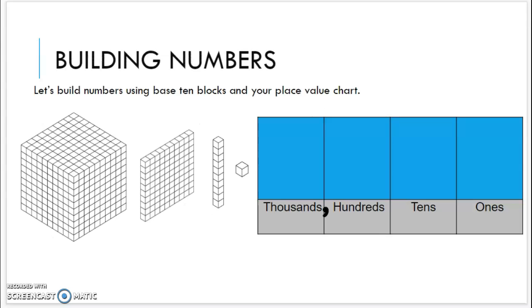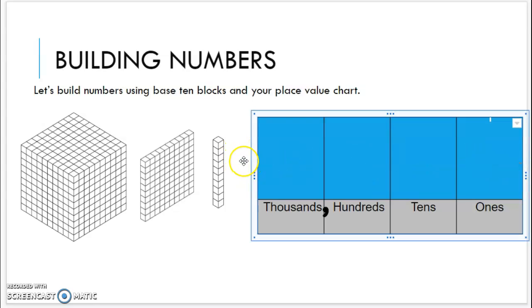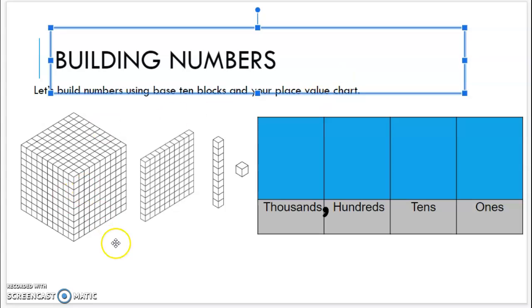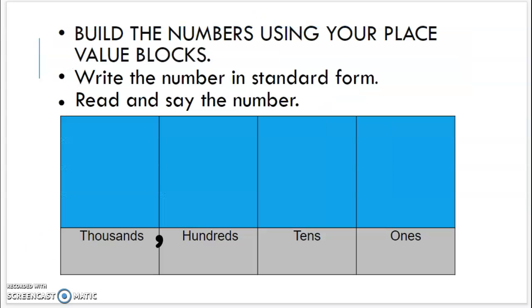Let's see. First, when we're building numbers, we have blocks, and we also have a place value chart. And we always start with the smallest value, which is our ones, and these are our ones blocks. If I move them to where they belong, we would be able to count them up. Now, today, you are going to build the numbers using place value blocks. We're going to write the number in standard form, that's regular number form, and then we're going to read and say the number.